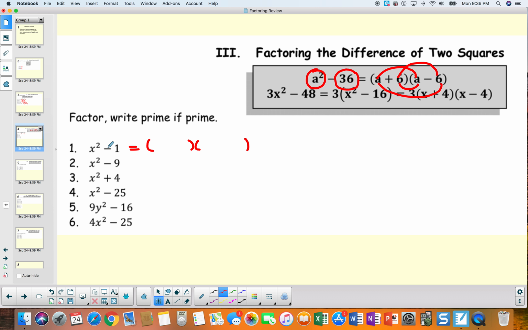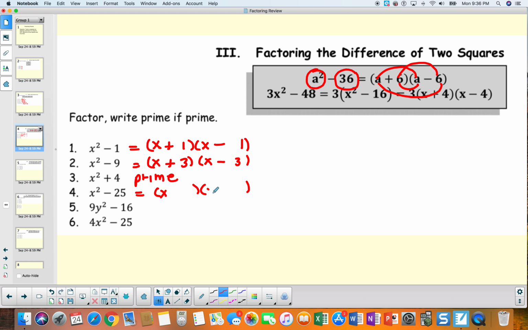Since it's a difference of perfect squares, I'm going to split up the 1, 1 and 1, split up the x, x and x, and put a plus in one and a minus in the other. Again, difference of perfect squares. I'm going to split up the x, split up the 9 into its perfect squares, plus 1, minus. This one is prime. It's not a difference of two squares. We cannot factor it.